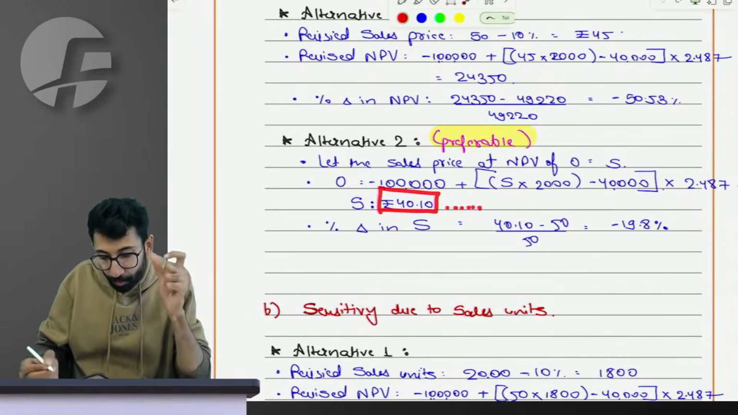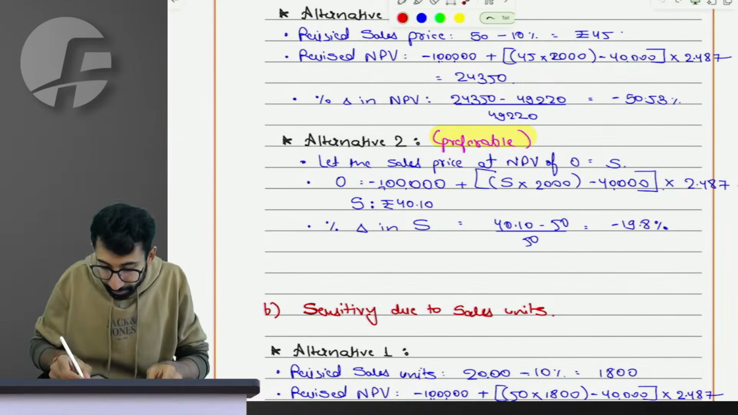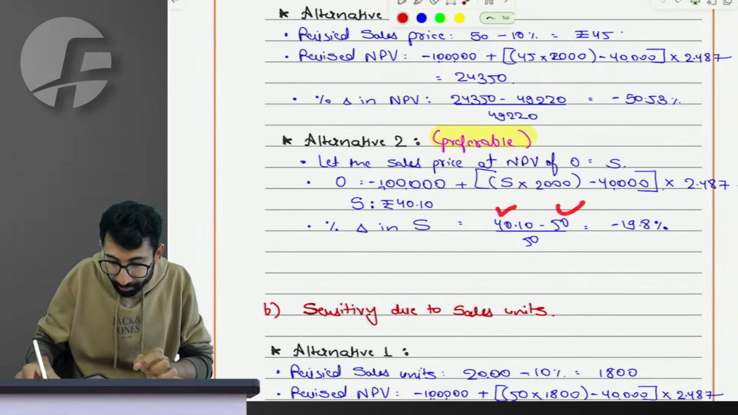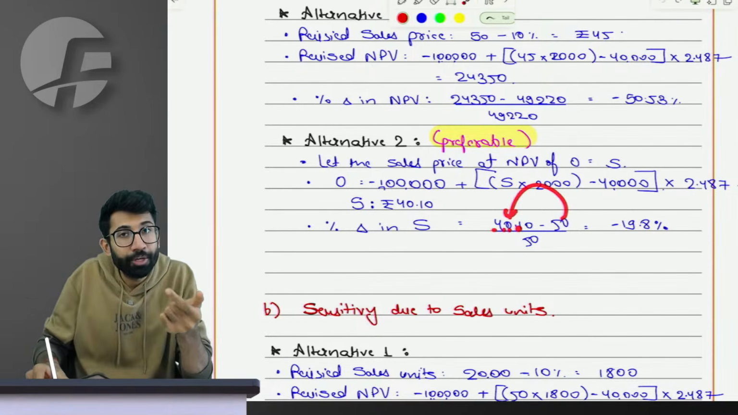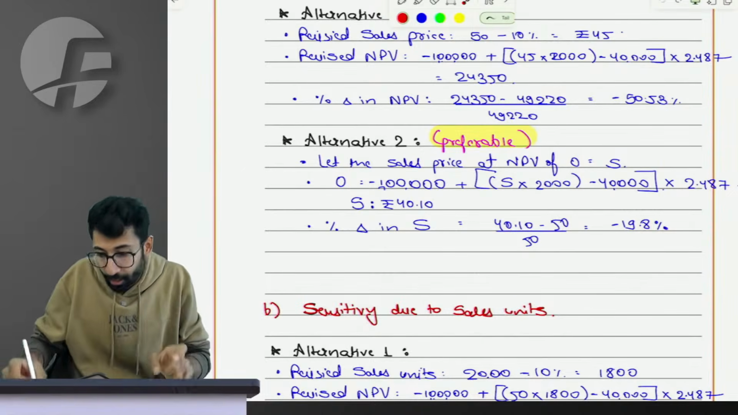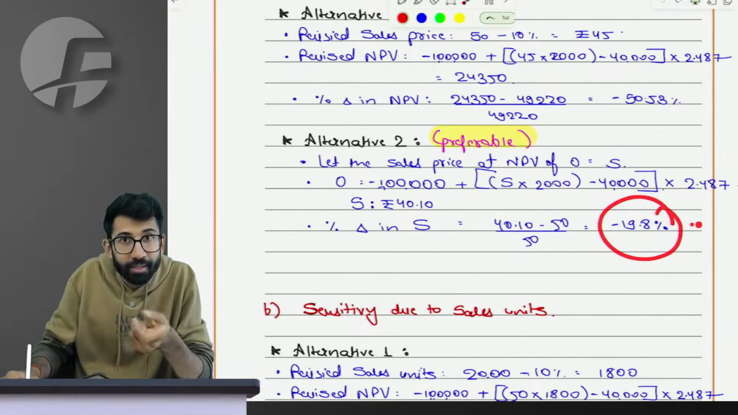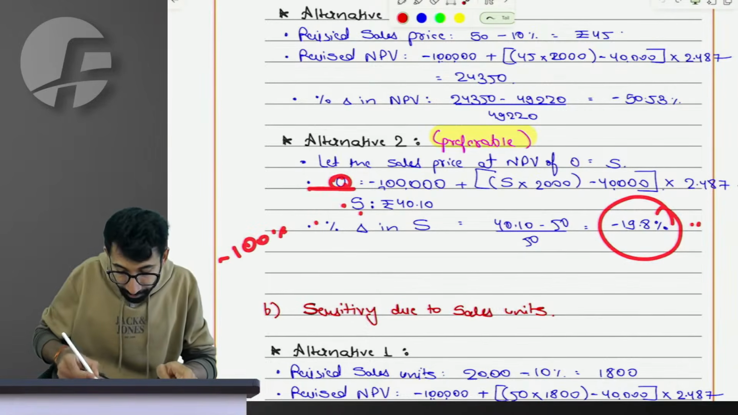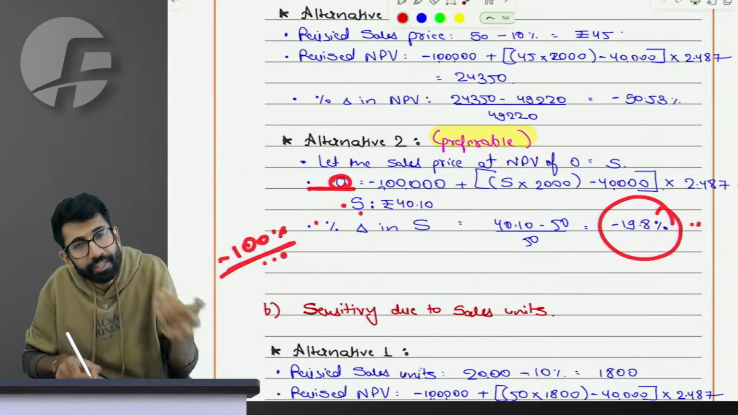Meaning to say, it is another way to think about the sensitivity: a percentage change from 50 to 40.10 in percentage terms is 19.8%. What is the interpretation? A 19.8% adverse change in sales price can make my NPV 0. In other words, it can make a 100% negative change in NPV. Changing something by 100% negatively is 0.